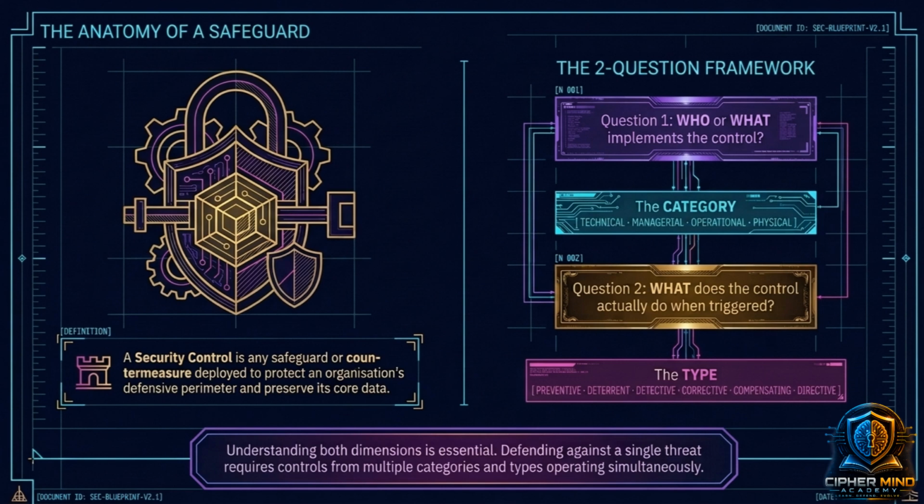Every Security Plus question about controls can be solved using two simple questions. Question 1. Who or what implements the control? That tells us the category. Question 2. What does the control actually do? That tells us the type. That's it! Every control can be mapped using those two dimensions.